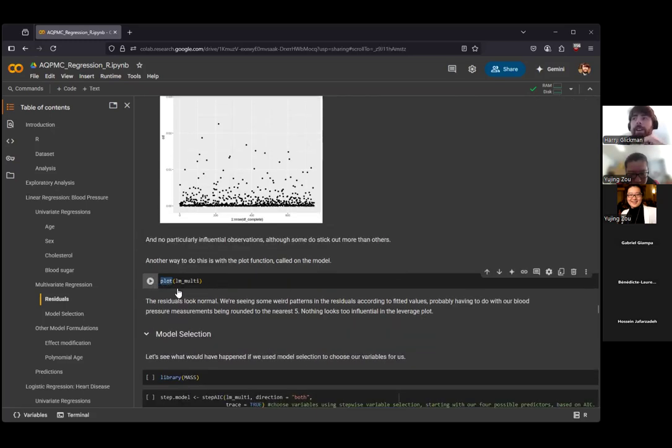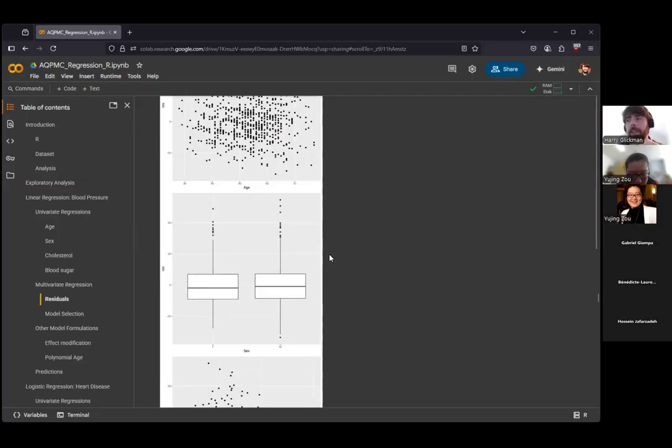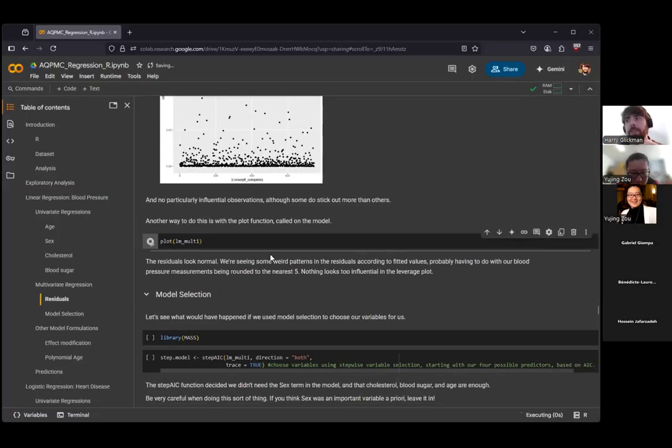Another thing you can do is in R, just call this plot function on your regression model, and it'll generate these plots automatically. Up here, I did it all manually to show you what's actually going on, but this will just generate them automatically.